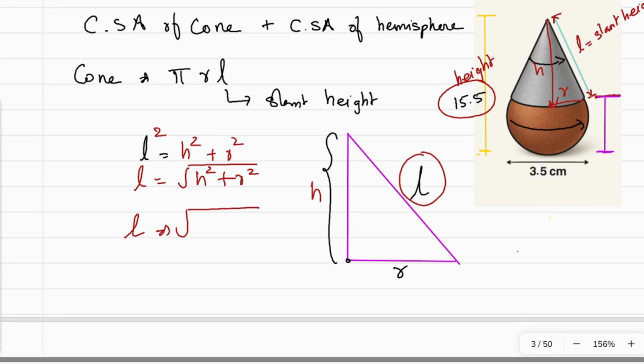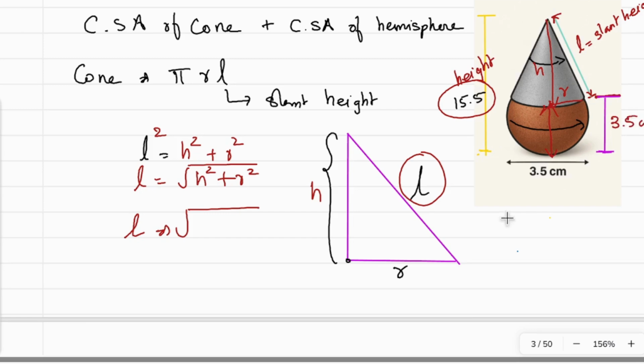The total height is given, and they have given the radius of the hemisphere. Radius of the hemisphere means that much is the depth also, right? This depth is also equal to the same radius. So that means, here this value is also equal to 3.5 centimeter.